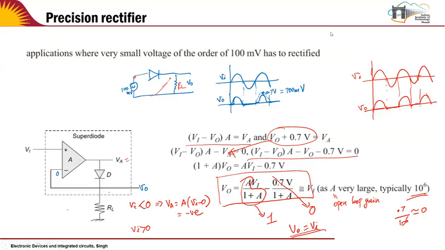So let's just clear some of this clutter and remove all this. And this figure corresponds to this, and this figure corresponds to this. Okay, and I think that's about it. So that's basically the precision rectifier.